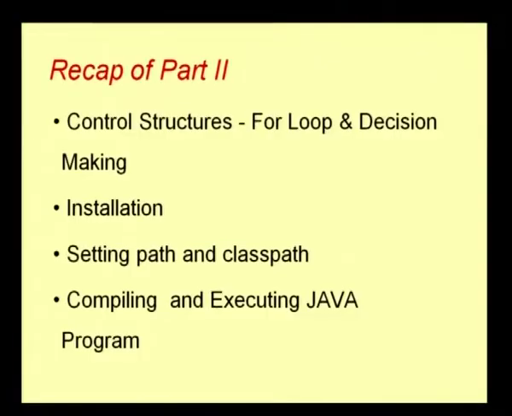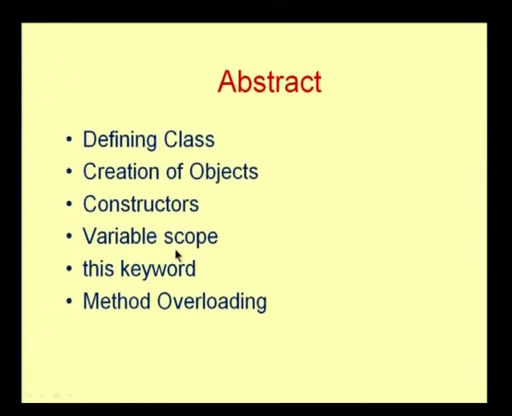Welcome to UGC lecture series in Computer Science, Java Part 3. First, we'll have a recap of what we have seen already in Part 2. So, we have seen what are the various control structures, for loop and decision making, how to install your Java software, setting the path and class path, as well as how to compile and execute a Java program. Next, we'll move on into today's session.